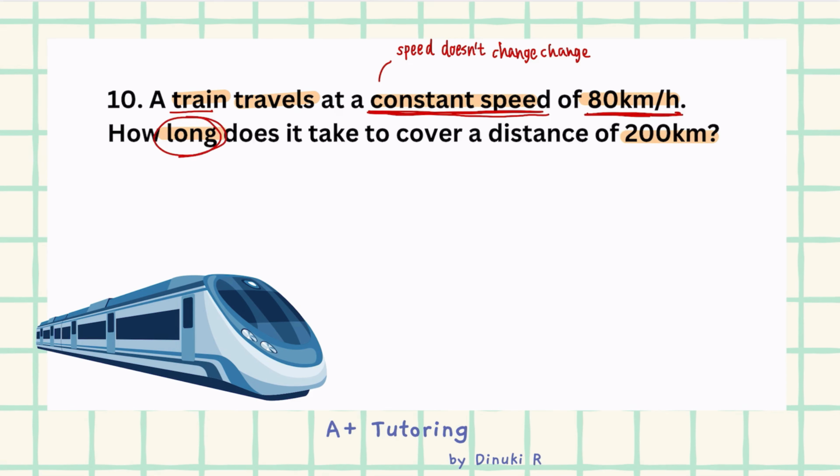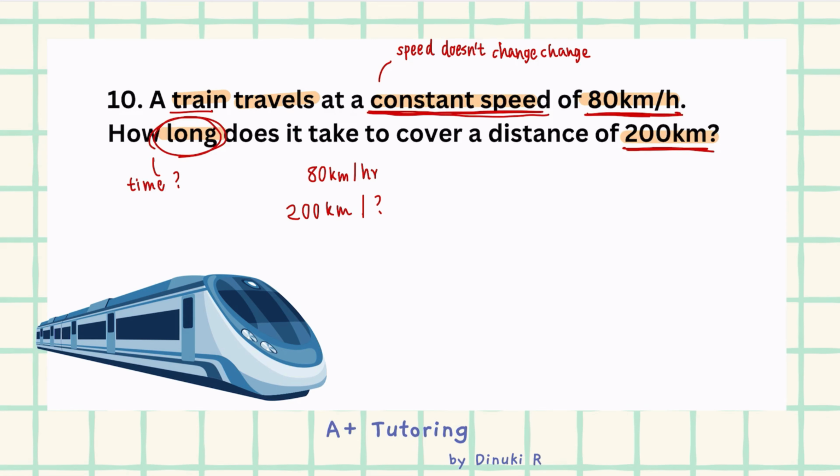What are we being asked to figure out? How long? So when we're thinking how long, it's the amount of time does it take to cover a distance of 200 kilometers. So how much time is it going to take to cover 200 kilometers when we're traveling in this train, right? So we know that the train travels at 80 kilometers per hour. That's the speed it's traveling at. What are we being asked to figure out? How long it's going to take to cover 200 kilometers. So essentially, if it's 200 kilometers, how much time, right?